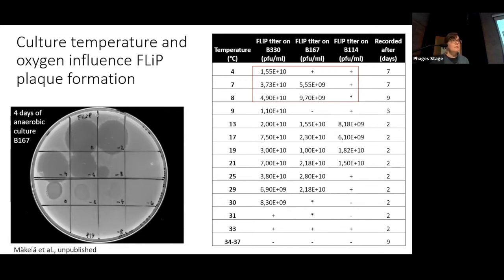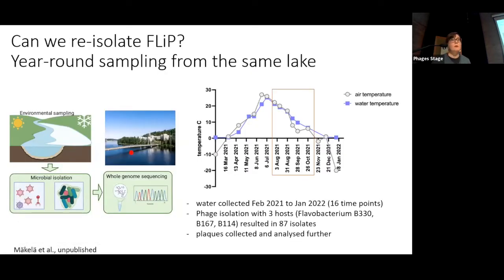Now, these all point in the direction that the environmental conditions have a very strong effect on the life cycle of flip. So next we moved on to see, can we detect flip from Lake Jyväsjärvi when we do year-round sampling?